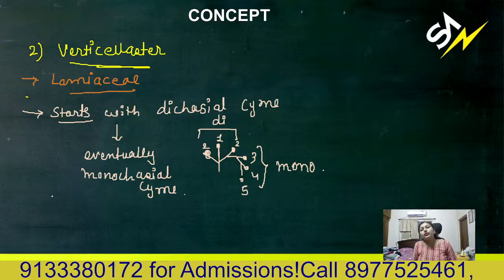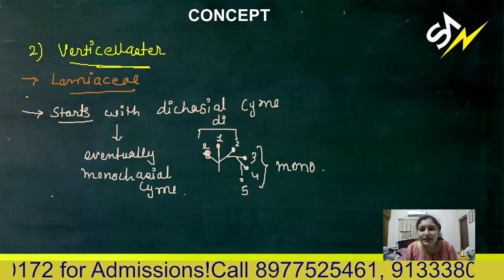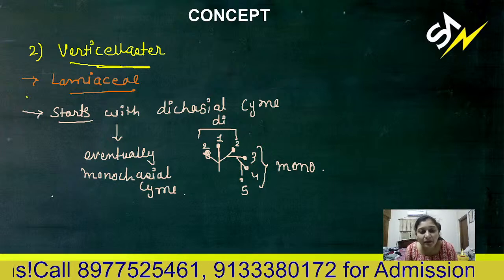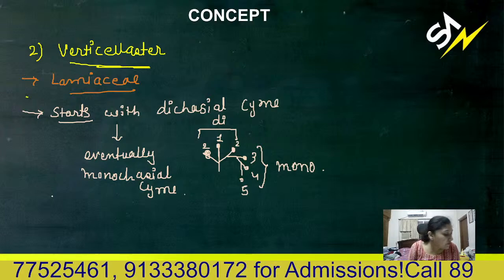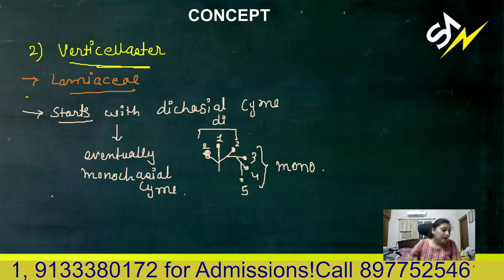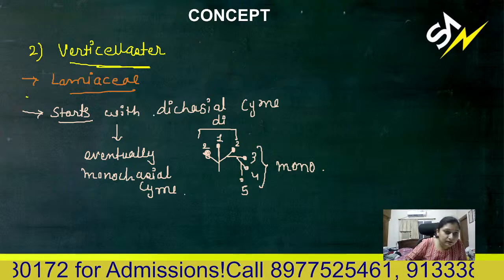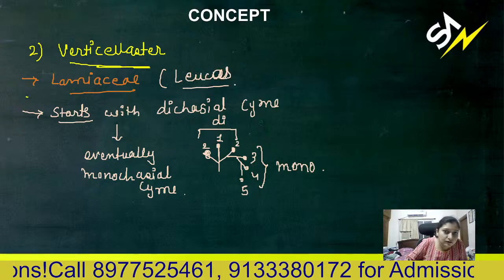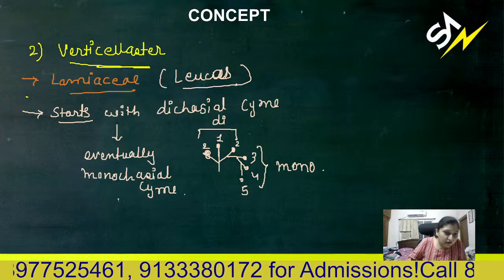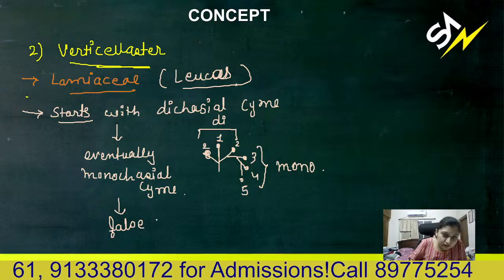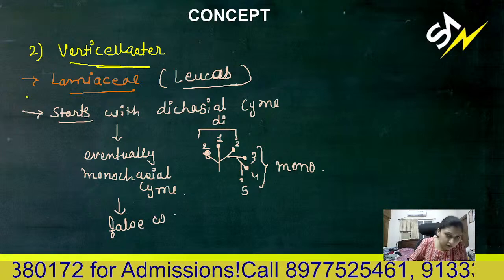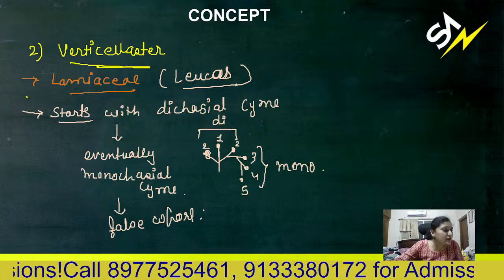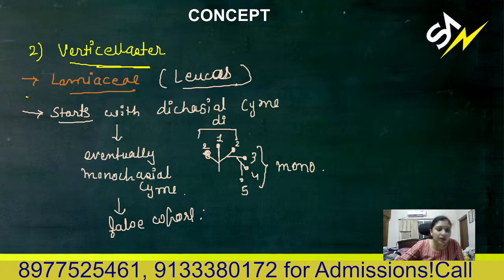See, which four whorls does a flower have? Starting from sepals, that is calyx, corolla, androecium, gynoecium. But because of this different type of arrangement, they form a false whorl around the node region, like in case of Leucas. So this is forming a false whorl. So this type of inflorescence is called verticillaster inflorescence. I hope you are getting it.